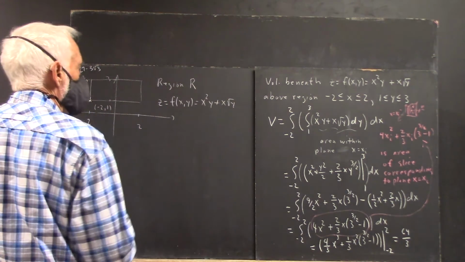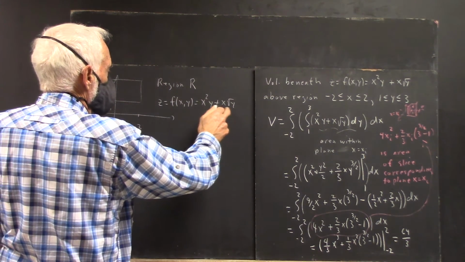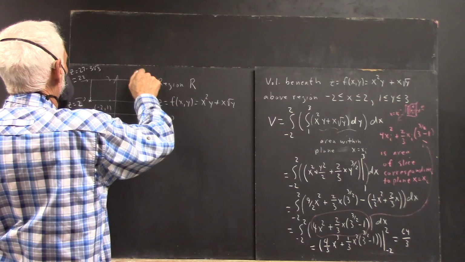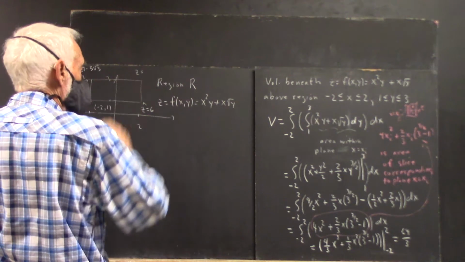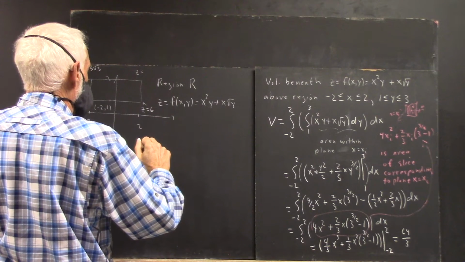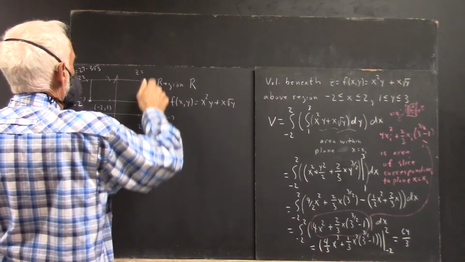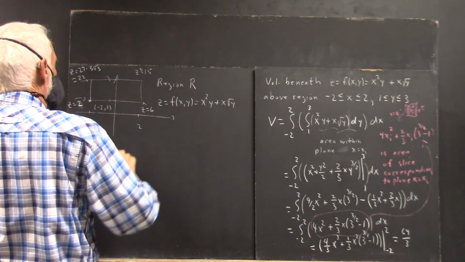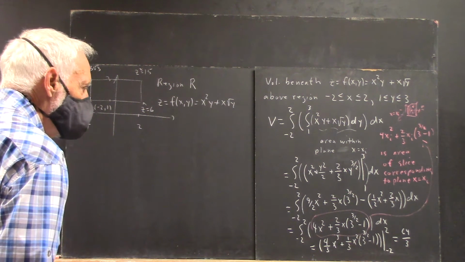If X is 2 and Y is 1, then we get 4 here and 2 here, we get 6. Z is 6. Over here, Y is going to be 3 now. So we're going to have 4 times 3, which is 12, plus 2 times the square root of 3, which is not 3, Z is about 15, approximately. My Z values are all pretty high.